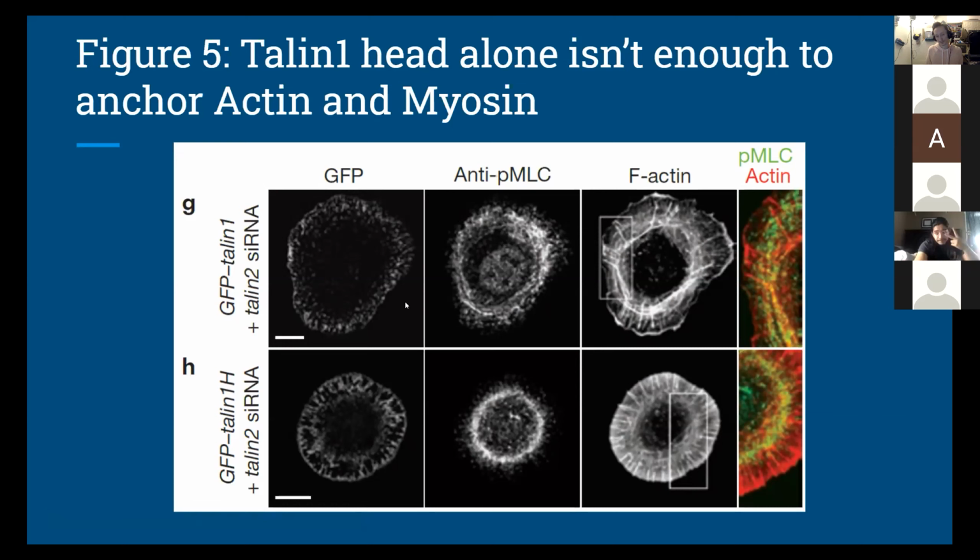But if you only have the Talin 1 head, you can see that the myosin is able to pull, and it pulls it all the way back towards the nucleus, towards the side of the cell. And you sort of lose the formation of the stress fibers that you had with full-length Talin.